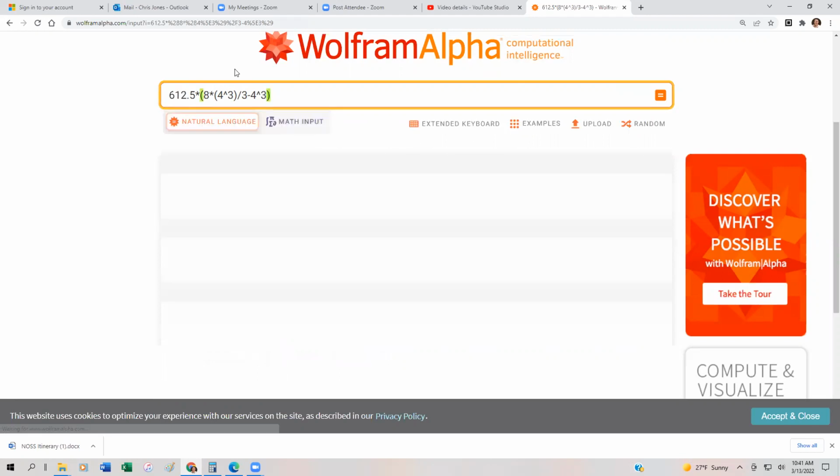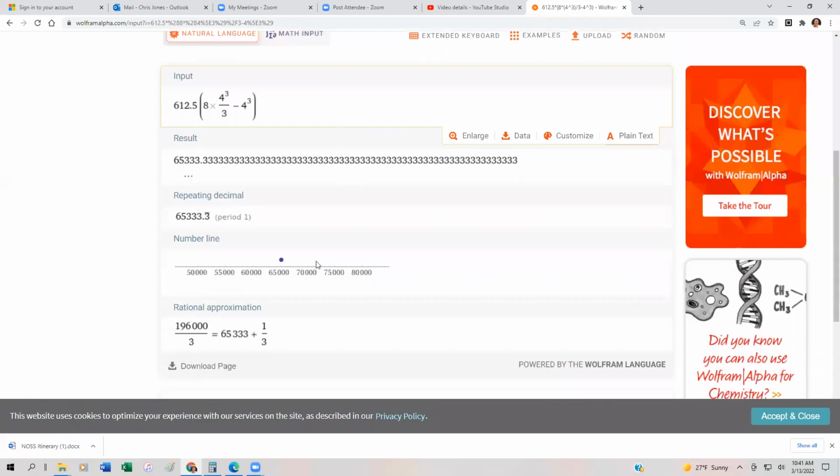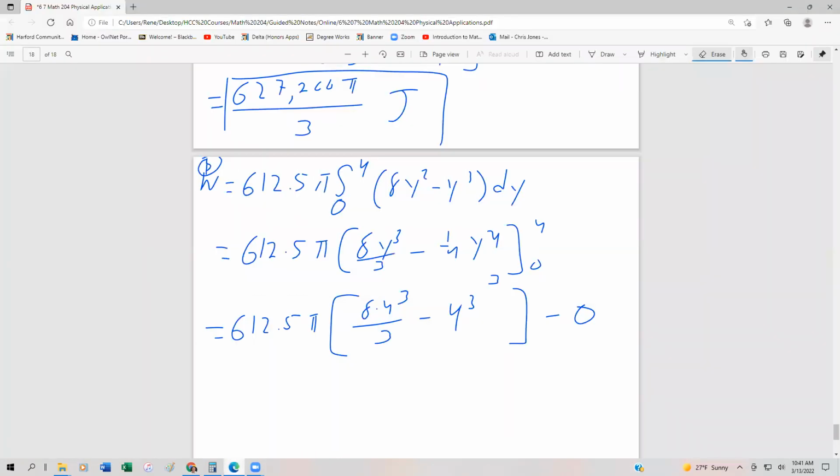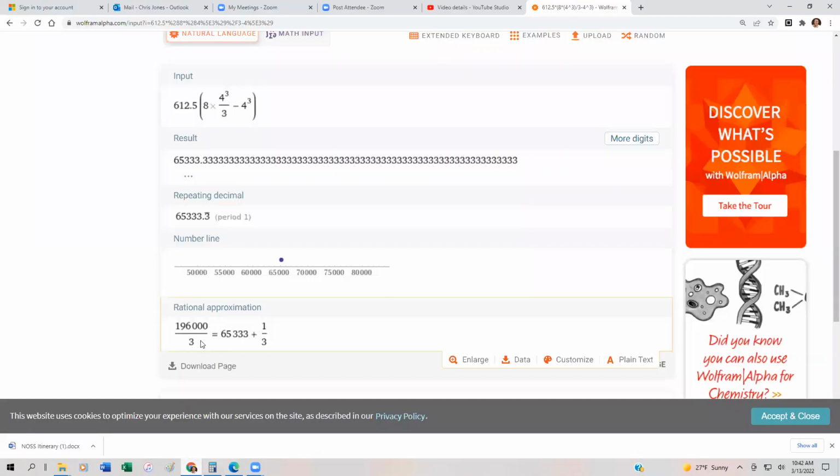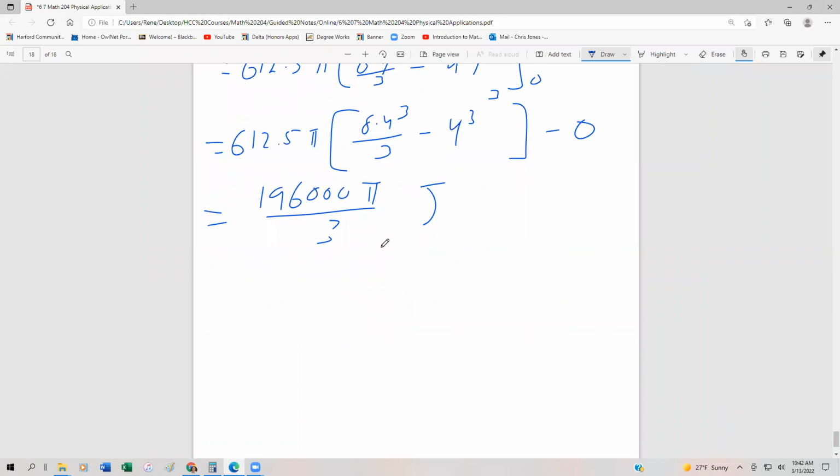All right, and so what we end up with is 19600 over 3. Okay, so that's going to be, go back. This is going to be equal to 196,000 pi over 3. Okay, and that's going to be in joules. Let me just make sure I didn't copy that down incorrectly. 196,000. Now, if we're going to test to determine, this should be half. So what I'm going to do is just multiply this by 2.